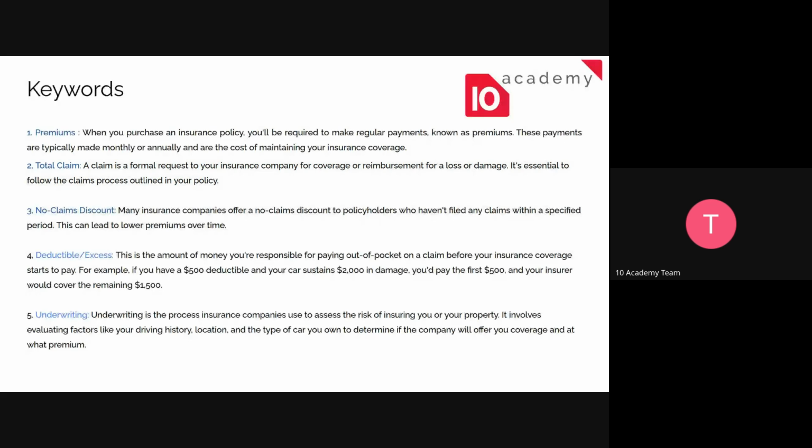As we have mentioned, the first step is that the insurance company will collect the money from everyone, which is the premiums.